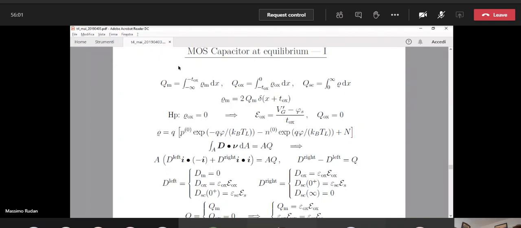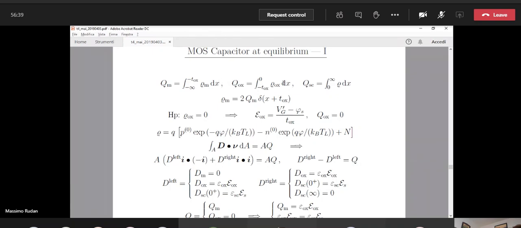Oh, by the way, we place the origin of the X reference at the interface between insulator and semiconductor. Okay, that is the origin. So the position of the other interface between the metal and the insulator is minus T ox. Okay, so the integral of the charge density rho m over the metal gives you the charge per unit area of the metal. We call it capital Q sub m.